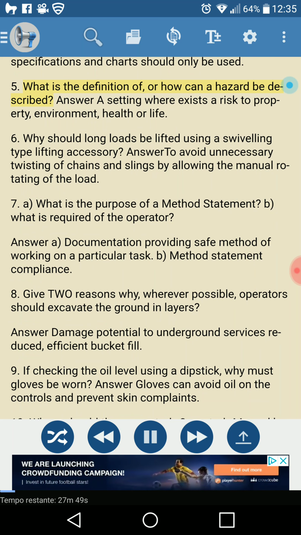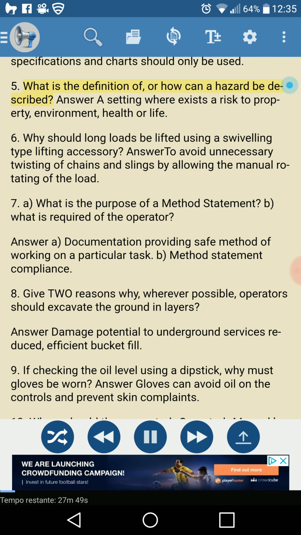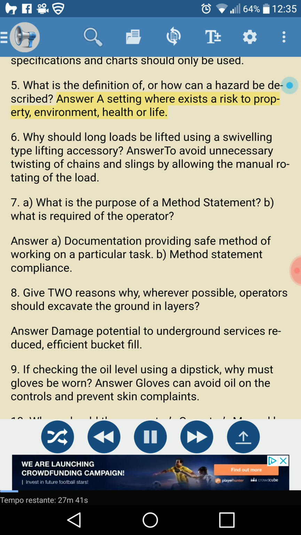5. What is the definition of, or how can a hazard be described? Answer: a setting where exists a risk to property, environment, health or life.